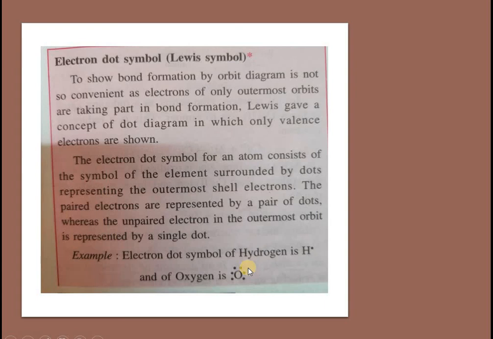Here you have oxygen. Oxygen has 6 electrons in its outermost shell or valence shell. So 6 can be shown in pairs of 2 each, so 3 pairs you can show. And for hydrogen it is a single electron.